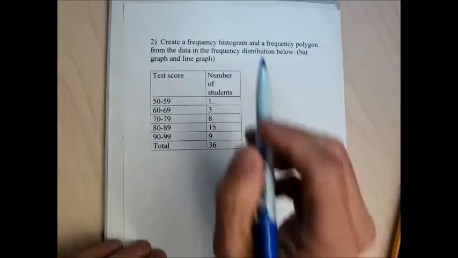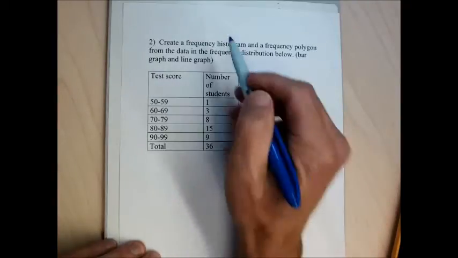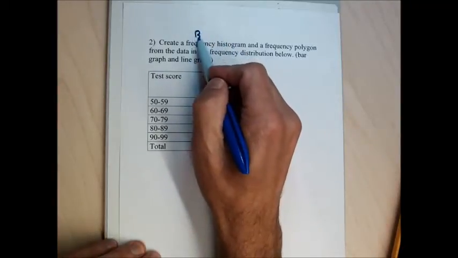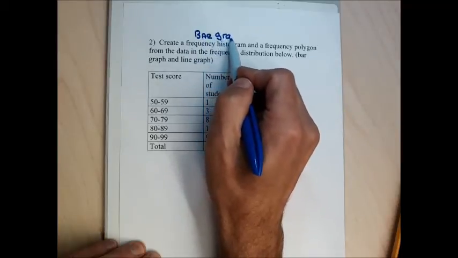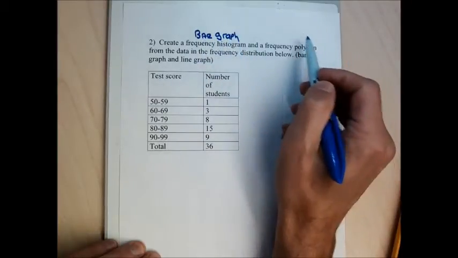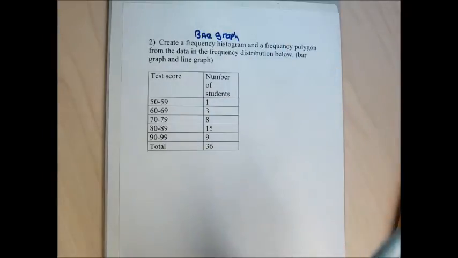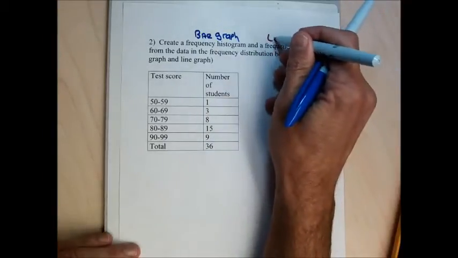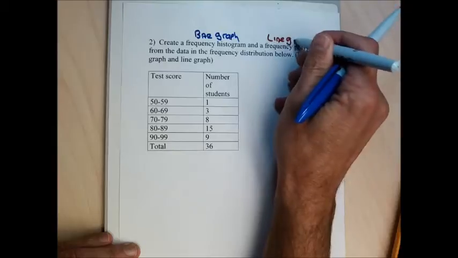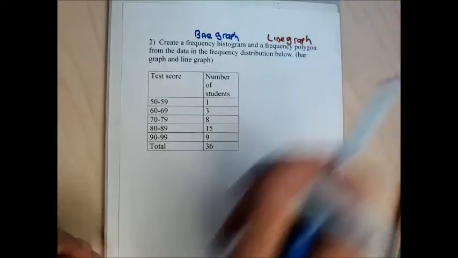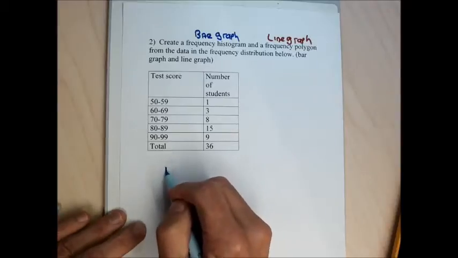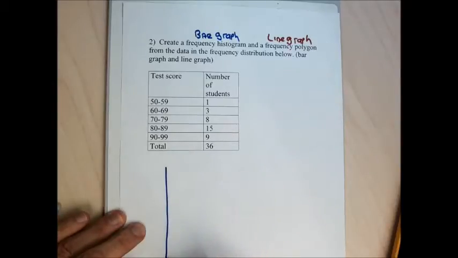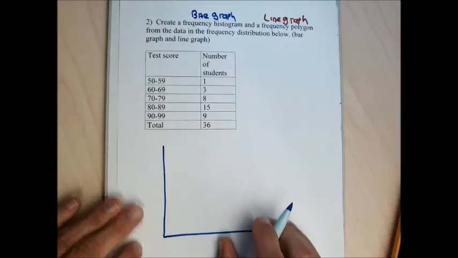Question 2 wants me to create a frequency histogram, which I would call a bar graph, and a frequency polygon, which I'll call a line graph, from the data that's provided in the table. So I'm going to start off doing my bar graph or my frequency histogram. I'm going to do it in blue, and I'm going to do my line graph in red, and I'm going to show them on the same graph.